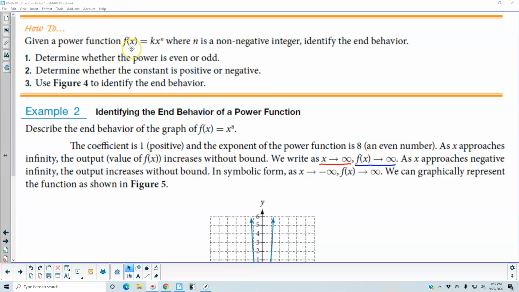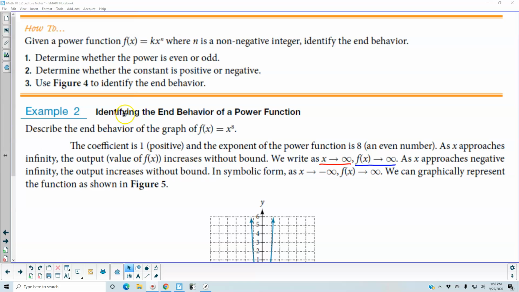Given a power function f(x) = kxⁿ, where n is a non-negative integer, we want to identify the end behavior. Step number 1, we determine whether the power is even or odd. Step number 2, we then determine whether the constant is positive or negative. And then number 3, we're going to use the figure to identify the end behavior.